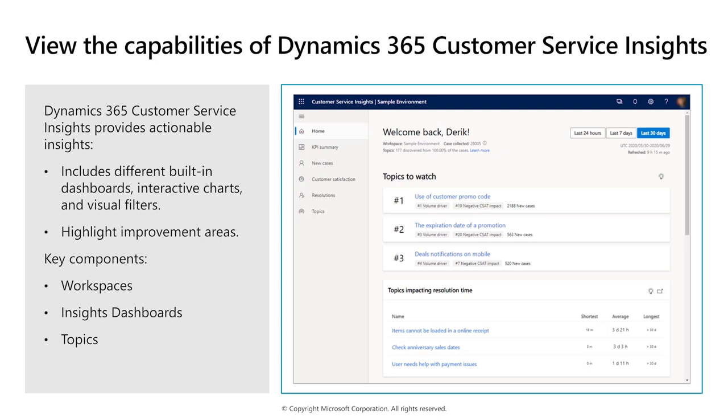So at a glance, the 5 items on the navigation pane that we have are the home, which takes us to our main landing page experience, and includes the workspace information such as the cases imported and topics discovered. We have the KPI summary, which provides a broad overview of the customer service experience in our organization. New cases provides an overview of new cases in the customer service system. Customer satisfaction provides an overview of customer satisfaction scores, or CSATs. Resolutions provides an overview of the customer service system's case resolution performance.